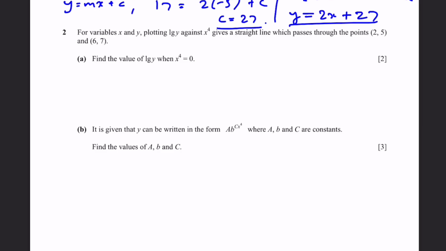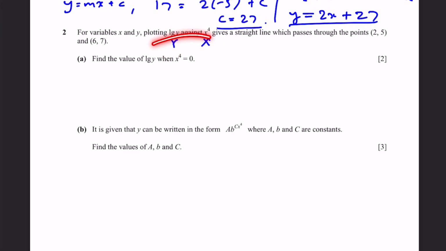For variables x and y, plotting log y against x to the power 4 gives a straight line which passes through the points 2, 5 and 6, 7. A. Find the value of log y when x to the power of 4 is equal to 0. Well, let's just assume that log y is capital Y and x to the power 4 is capital X. This is basically converting these non-linear values into linear form by making it capital Y and capital X.